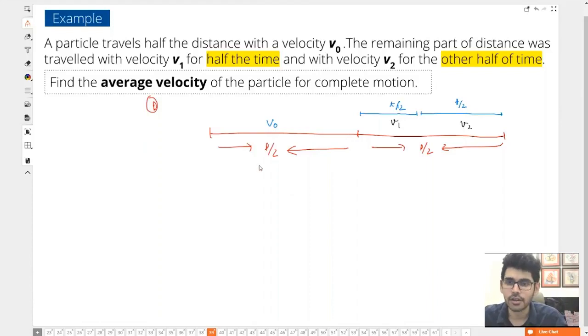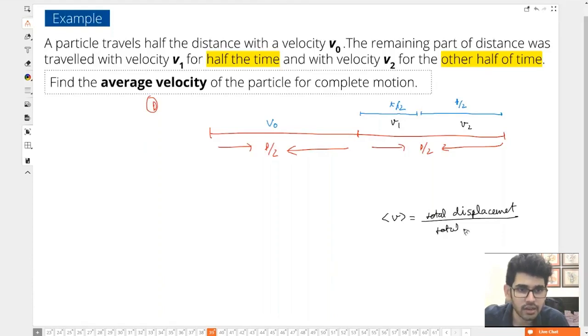Now, what you have to find, always write that. What is average velocity? Average velocity is net displacement, the total displacement. The distance will be the same here as the displacement, because it's a straight line. So it is total displacement or distance upon total time. Let's say the total time is T. So we call this D by T, capital D by T.